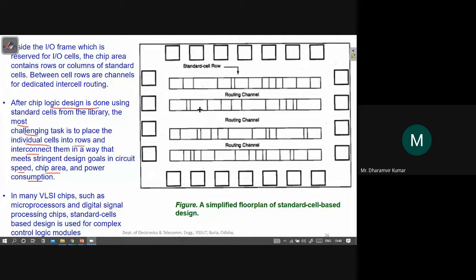Maybe this cell wants to communicate with this cell sitting here, so some kind of connection may be desired here. This may be wanting to communicate with this. The output of this may be going to the input of this. So how are these connections made? This empty space will contain the actual interconnections which are being done between these different standard cells which are placed horizontally.